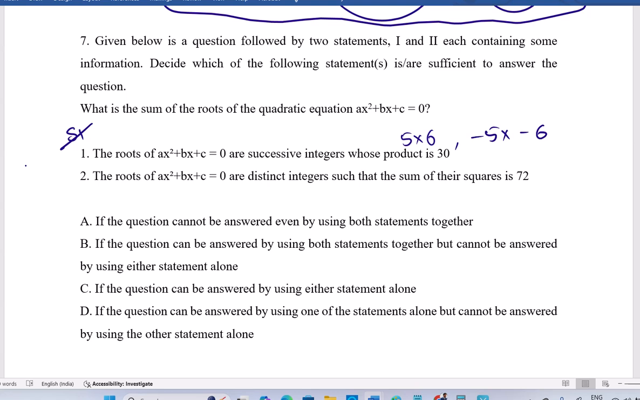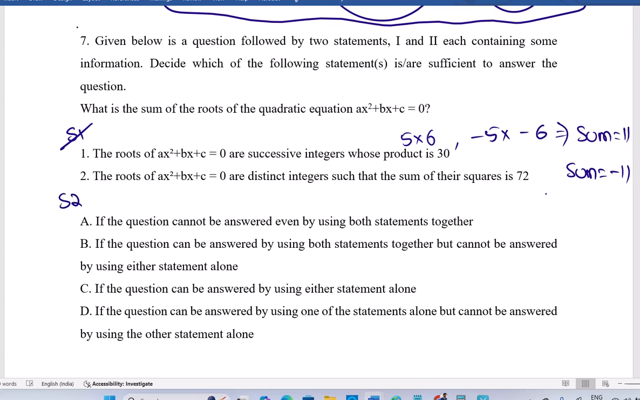They said the roots are successive integers and their product is this. It can be 5 and 6, or minus 5 and minus 6. Then the sum of the roots can be plus 11 or minus 11. So the sum can be 11 or minus 11, and I cannot find the sum of the roots.